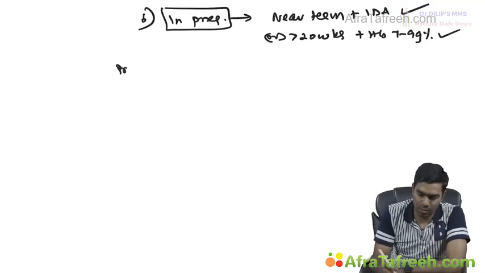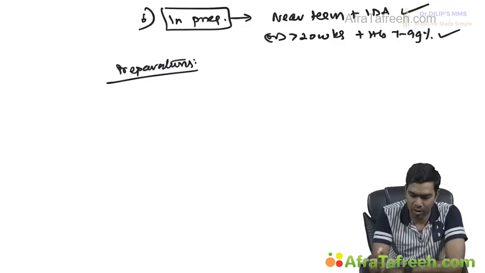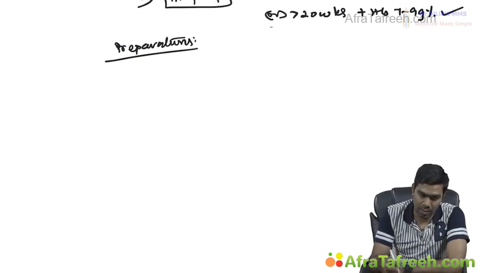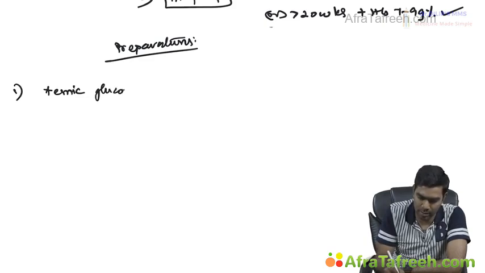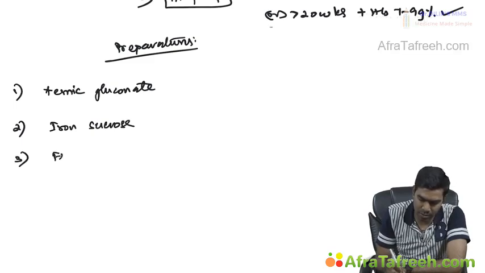So then what are the preparations you have? The preparations for replacing this iron: number 1, you have ferric gluconate. Let us compare and contrast. Second one, you have iron sucrose. Number 3, you have ferumoxytol.